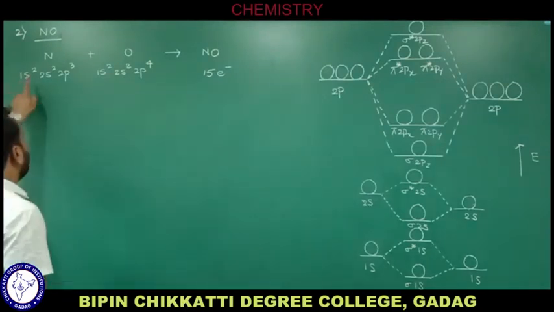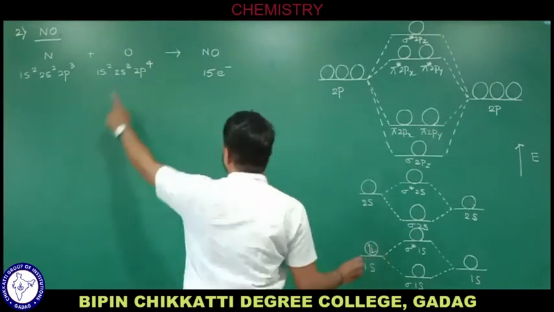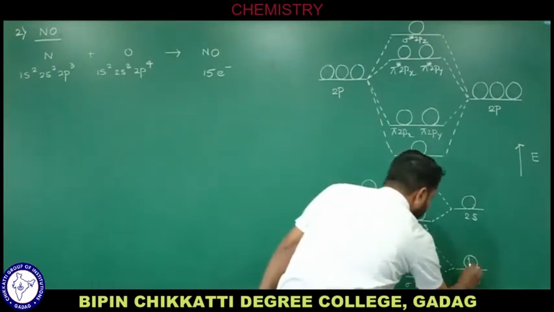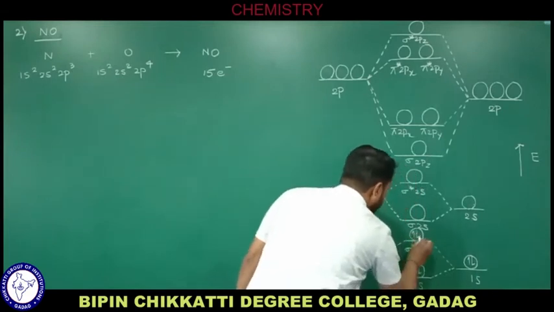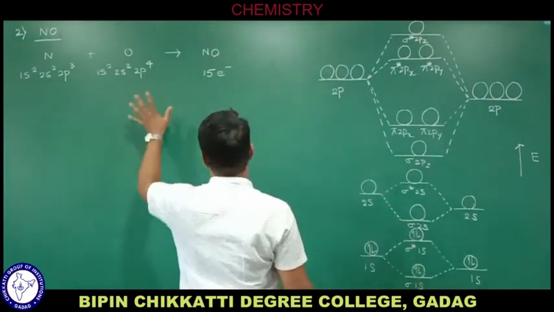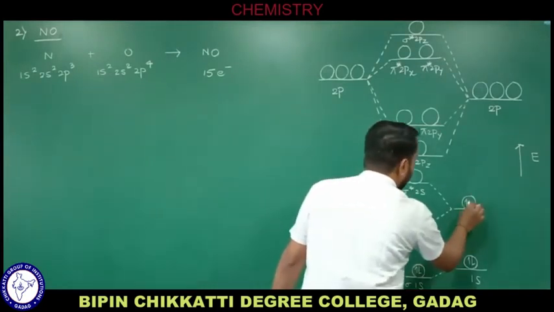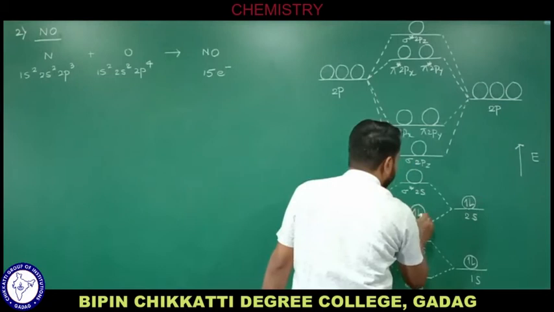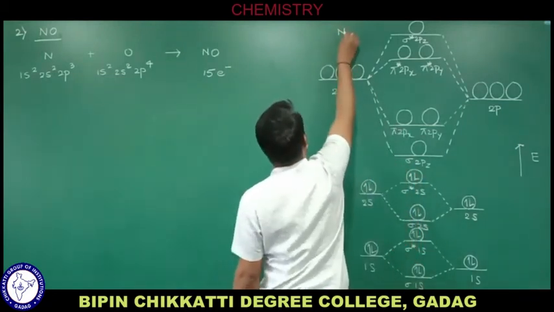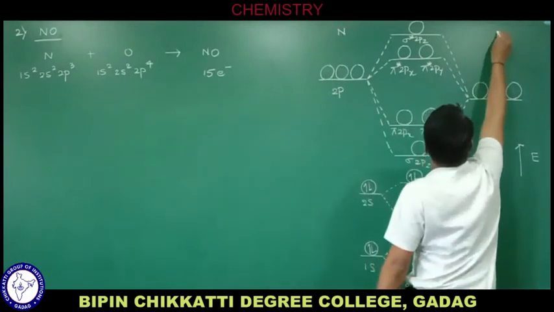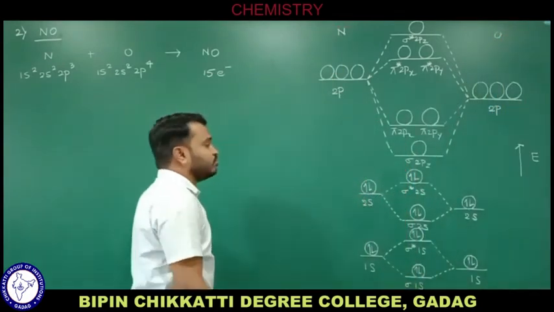In nitrogen 1s2 we have 2 electrons. In oxygen also we have 1s2, 2 electrons I fill here. So totally 4 electrons have to be filled. In 2s of nitrogen and 2s of oxygen, we have 2 electrons each. So here I fill 2 electrons and here I fill 2 electrons. In the molecular orbitals, 4 electrons I fill here. The left side belongs to atomic orbitals of nitrogen and the right side belongs to atomic orbitals of oxygen. In the middle we have the molecular orbitals of nitrogen monoxide.